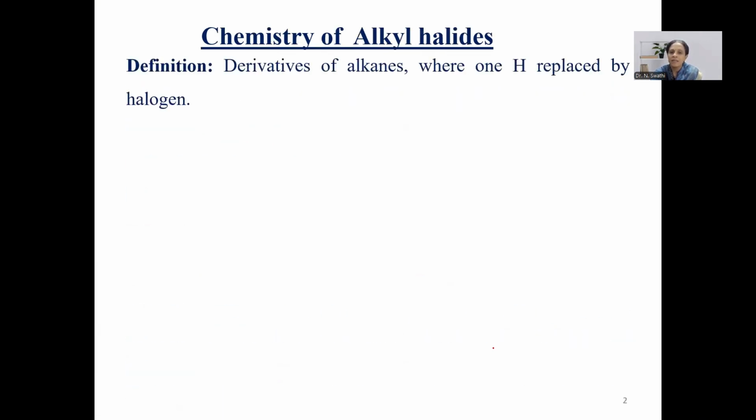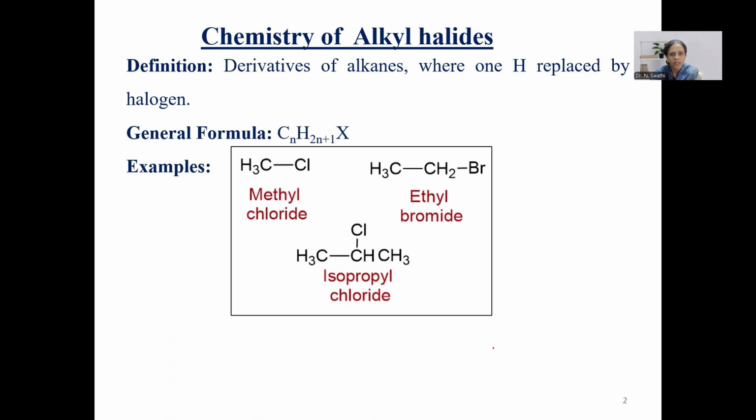Alkyl halides are derivatives of alkanes, where one of the hydrogens in an alkane is replaced with a halogen. They have the general formula CnH2n+1X. Here X can be chlorine, fluorine, bromine or iodine. Methyl chloride, ethyl bromide and isopropyl chloride are a few examples of alkyl halides.